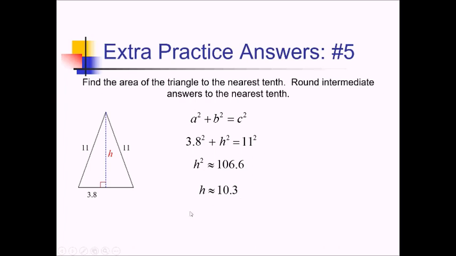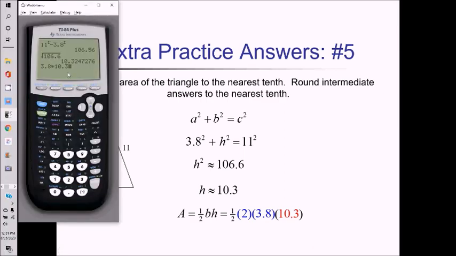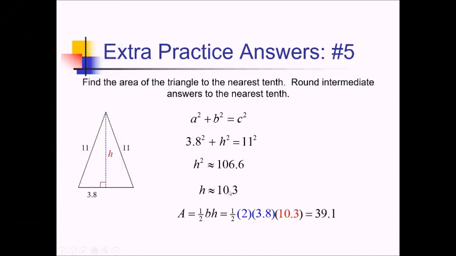So we've got 1/2 base times height in general. The base in this one is going to be 2 times this 3.8. Again, this is isosceles, so we just double this half base to get the whole base. So 2 times 3.8, that's all the base. And then the height is this 10.3 that we just found. On the calculator, you'll notice that we have a 1/2 times a 2, which is just going to cancel out. So we really just have 3.8 times 10.3. Crunching those numbers on the calculator, I get about 39.1 if I round off to the nearest tenth.